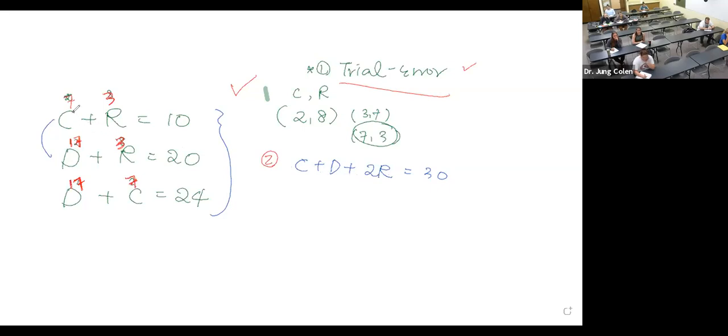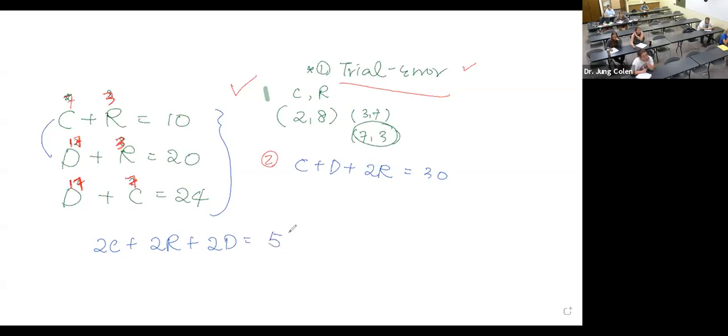And take a look. How many C's do you have here? 2. How many R's do you have? 2. How many D's do you have? All 2's. So if you add them all together, what happens? I have 2 C's and 2 R's and 2 D's. So can I add them all together? The left hand side I add all together and I got 2C plus 2R plus 2D. How about right hand side? 10, 20, and 24.